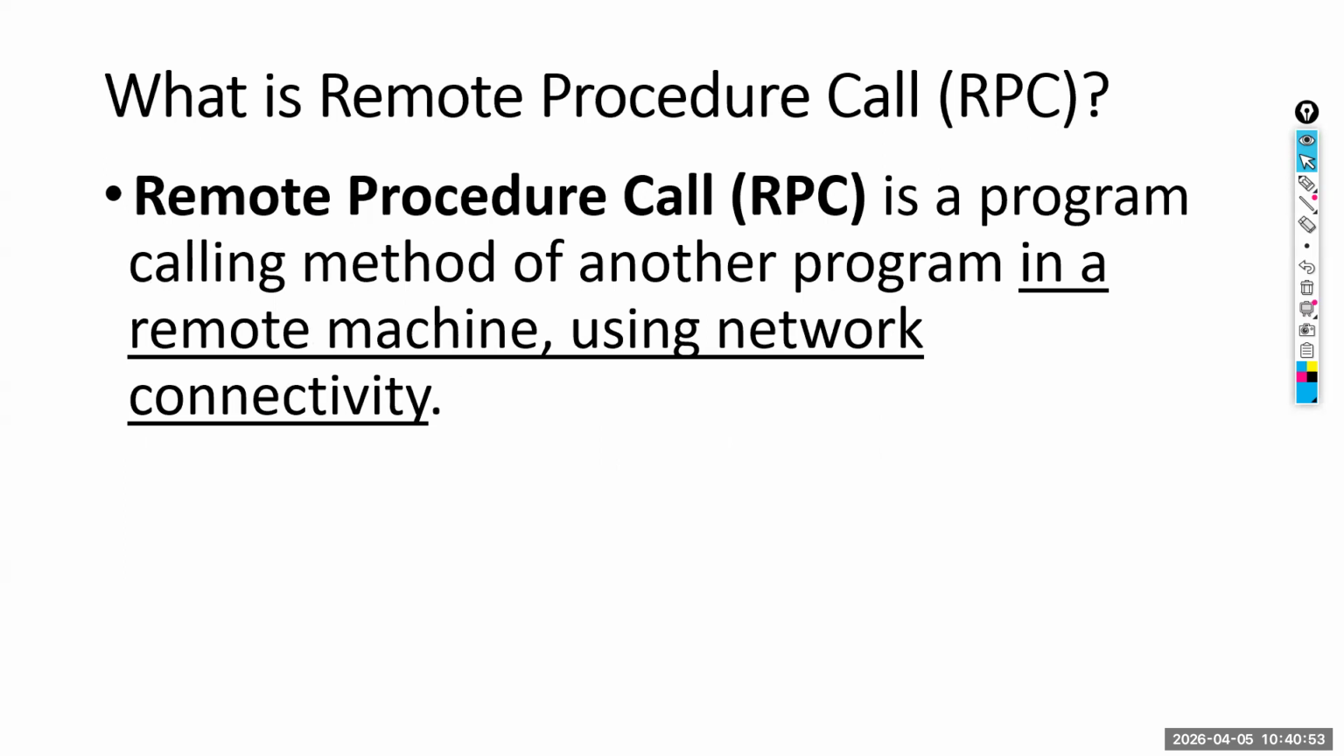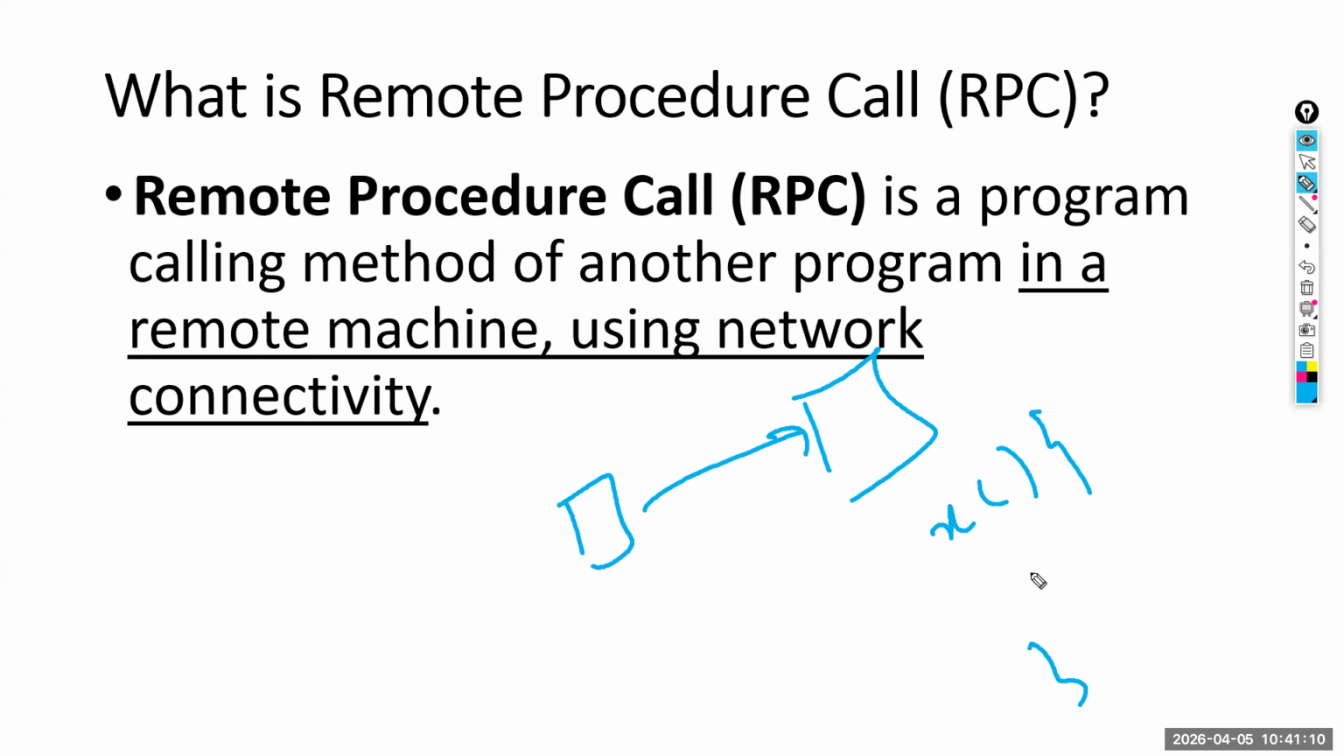Remember when we discussed Java in semester one, in structured programming, one method can call another method. Say you have method X. Inside method X, you can call method Y. Then control comes to Y and then it returns, and the rest of X continues. That is a local method call. The method called is in the same machine, the same JVM if it is Java.